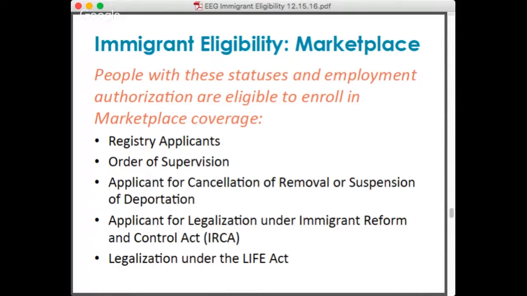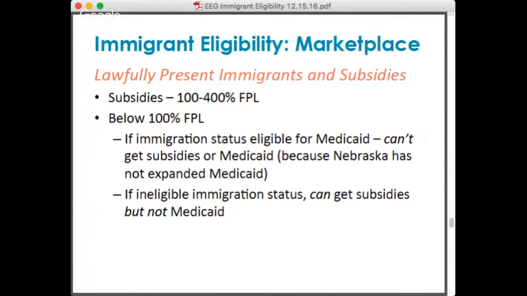Okay, so we've talked about eligibility to apply, but what does this mean in terms of subsidies? Just because you may be able to enroll in coverage doesn't necessarily mean you're eligible for subsidies. Like I mentioned, subsidies are available for folks between 100 and 400% of the federal poverty level.